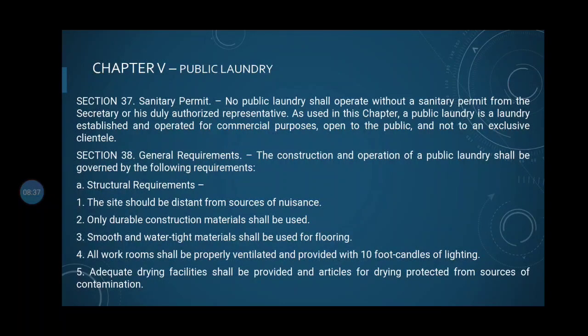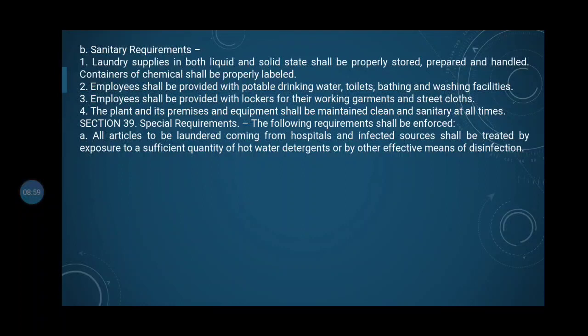Number 4, all workrooms shall be properly ventilated and provided with 10-foot candles of lighting. 5, adequate drying facilities shall be provided and articles for drying protected from sources of contamination. Then, sa B naman is ang sanitary requirements.